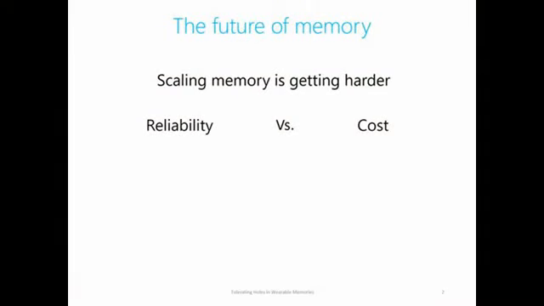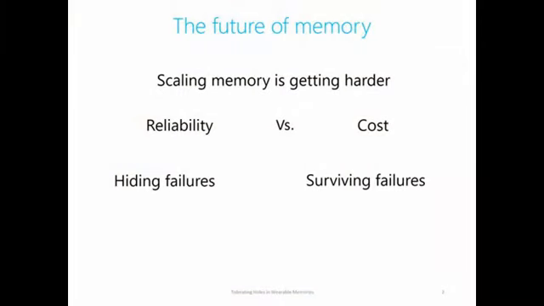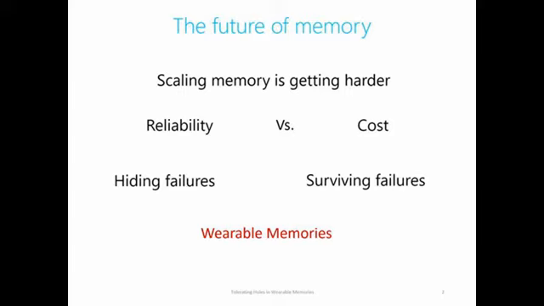And one of the major trade-offs in scaling memory is this trade-off between reliability and cost. And what manufacturers do now is to hide failures and incur cost in trying to hide these failures. And so in this talk, I want to provide an alternative, which is really surviving failures and not trying to hide them always. And one way in which you can do that is by using wearable memories, meaning memories that wear out as you use them, including using these memories for main memory. And so what I want to talk about is how to do that in a way that integrates well with the system.